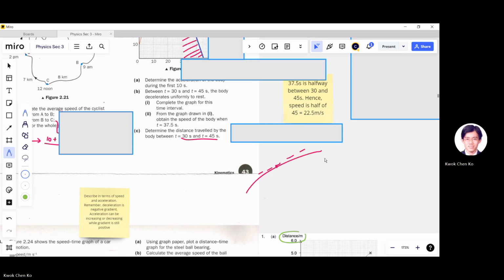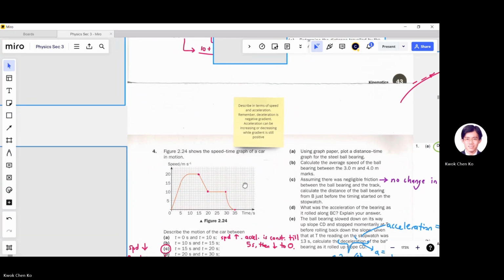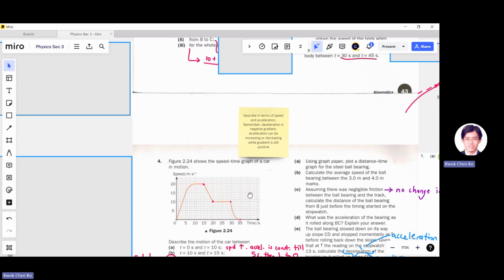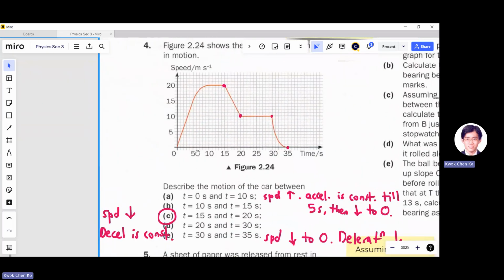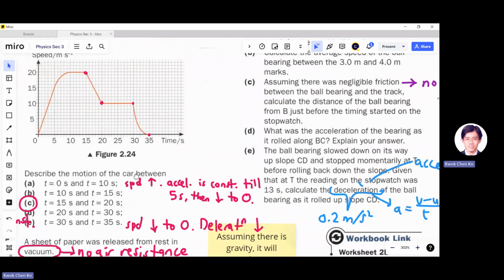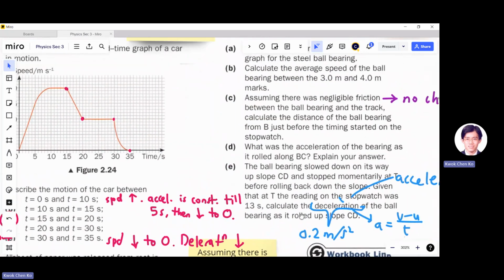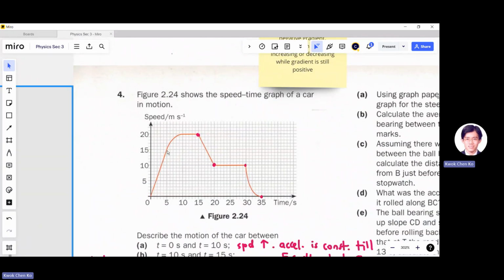Which one? Part 1. What is the acceleration like? You should say that if you can, but it's not constant, so you have to be very specific. Acceleration is constant until 5 seconds, then the acceleration decreases from 5 to 10 seconds. By right, you should say that.